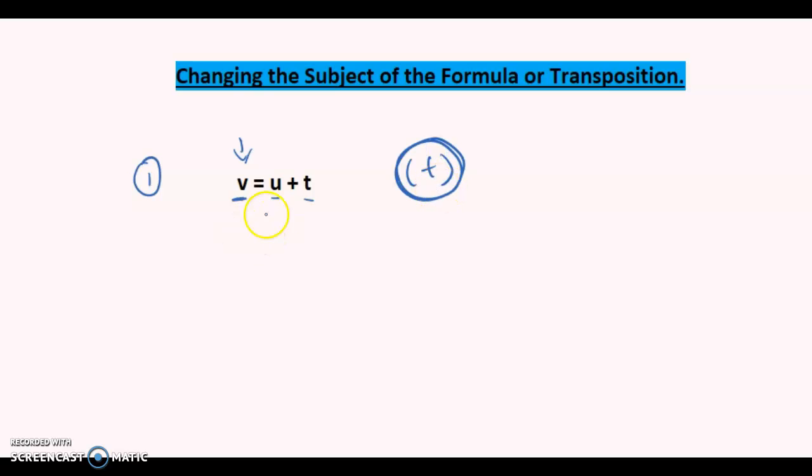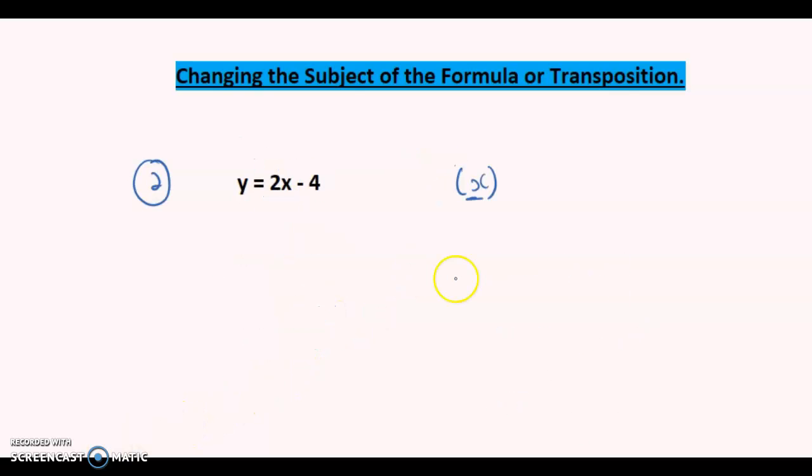So then what that means is that I need to kick out everything else that is on the side with t. Now what is on the side with t is simply a u, and this u is being added to t. So if I want to send this over here, I will have to take away u. So my next line will be v minus u is equal to t, which is actually my answer. So this is the end of my first example.